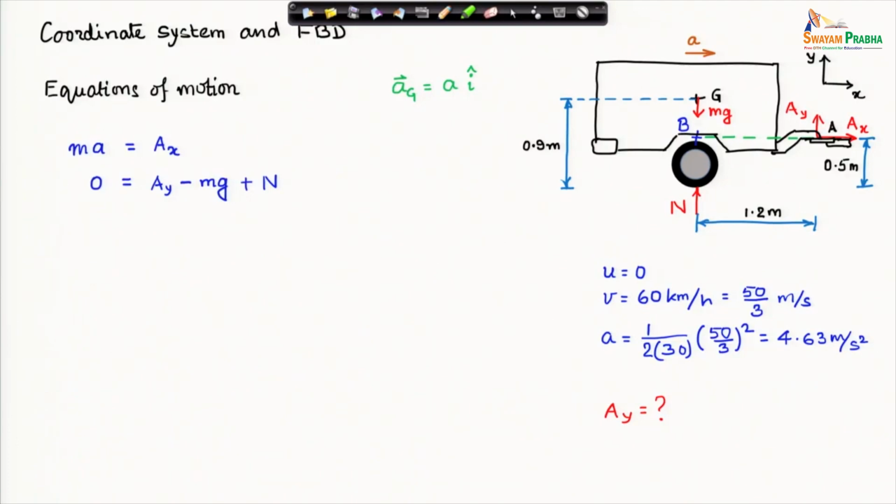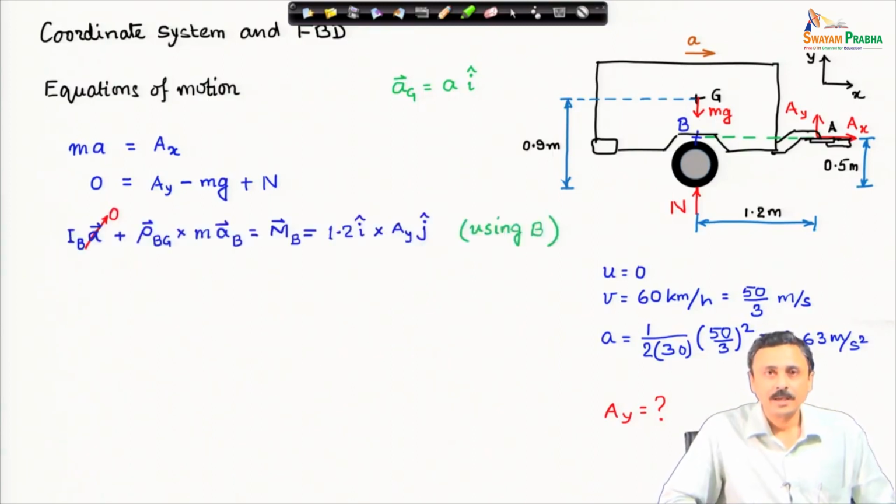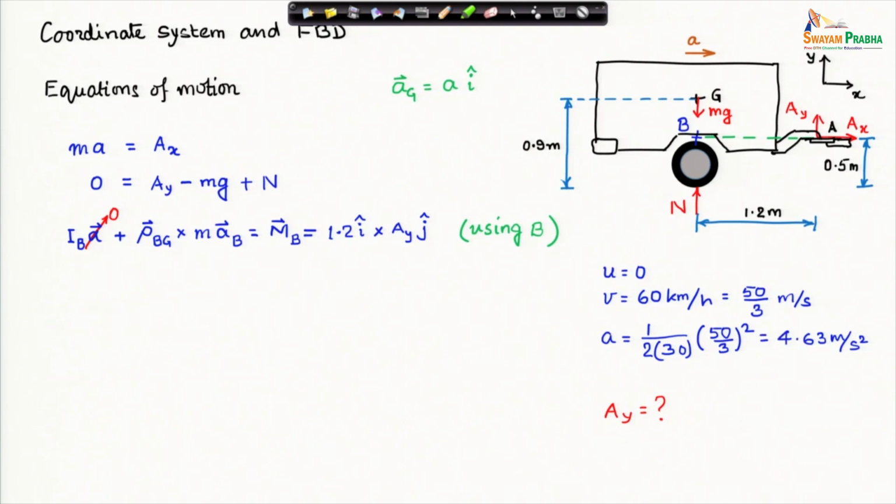The first is for the x axis direction, mass times acceleration is the force in the horizontal direction or x direction, which is Ax, and the y direction equation is nothing but balance of forces, because there is no acceleration in the vertical direction. Then we come to the rotational dynamics equation. Now, here I have, for simplicity, for ease of calculation, chosen a point B. I have marked it here.